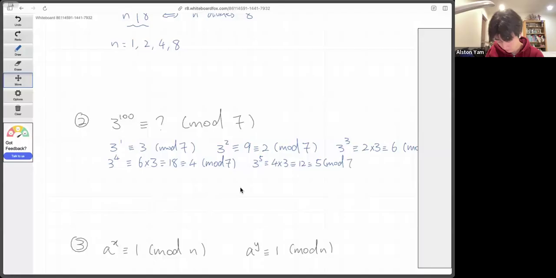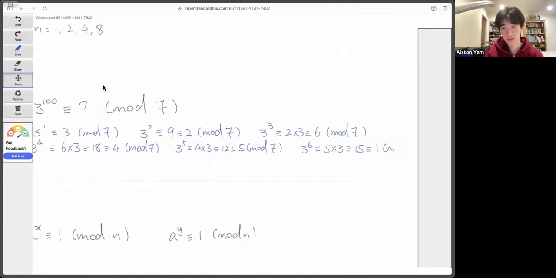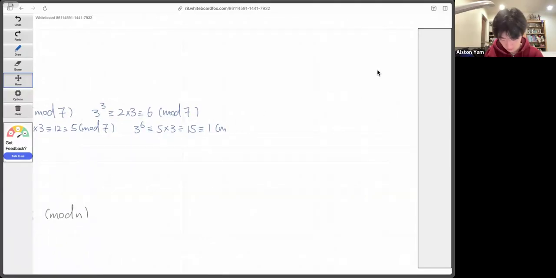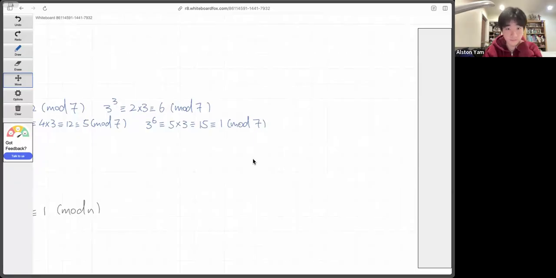We are still not at the magical number that I'm hoping for, so we'll do one more iteration. 3 to the 6 is congruent to 3 times 5, which is 15, which is 1 mod 7, because we know that 15 is 14 plus 1. And aha, that's the magical number I'm looking for.